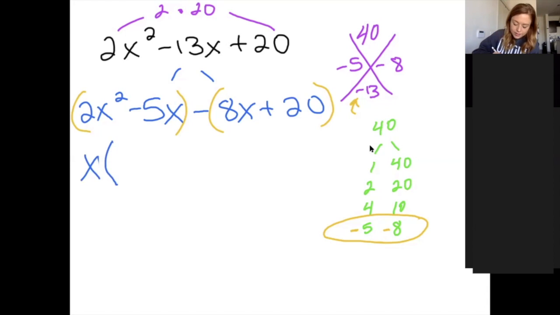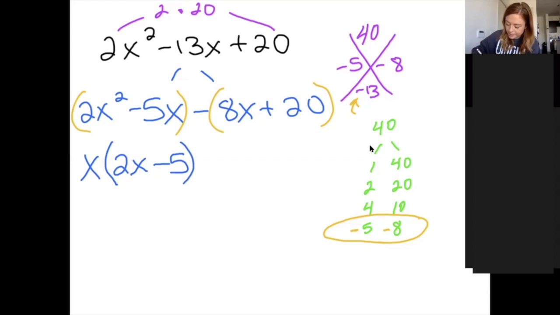Okay, so x times what would get me back to 2x squared? 2x. Yep, 2x. Then x times what would get me back to negative 5x? Negative 5. Yep. Okay, so now I have my first group, I factored out the GCF. So now I'm going to go to my second one. And ultimately the goal is that I'm going to get a common binomial.